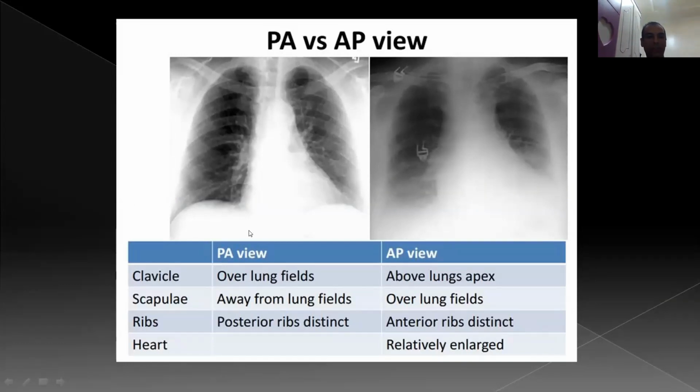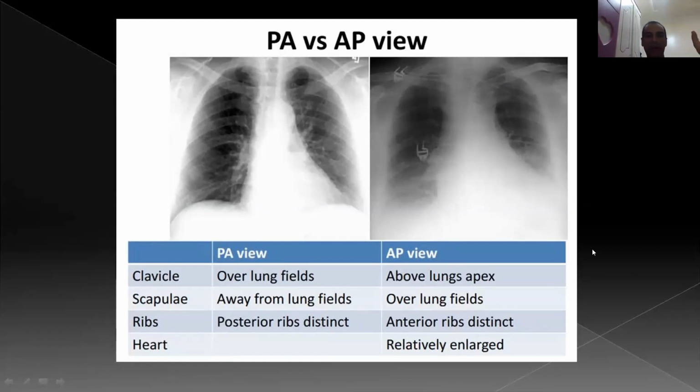Also, how to differentiate here. In the PA view, you will see the clavicle is crossing the lung fields, while in the AP view, the clavicle is slightly away from the lung fields. Also, here the heart size is normal, its actual size, but here it's slightly bigger than normal. Also, the posterior ribs are more distinct in the posterior anterior view, while in the AP view, the anterior ribs are more prominent or more distinct.